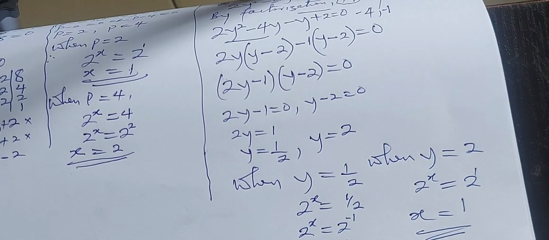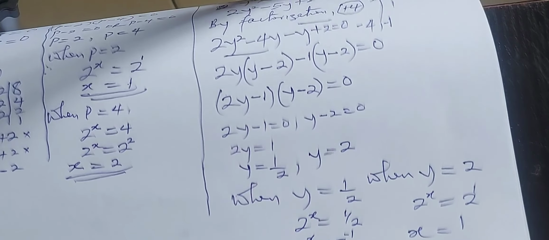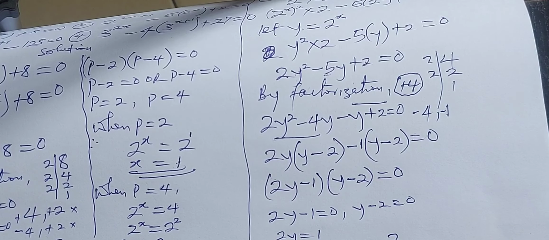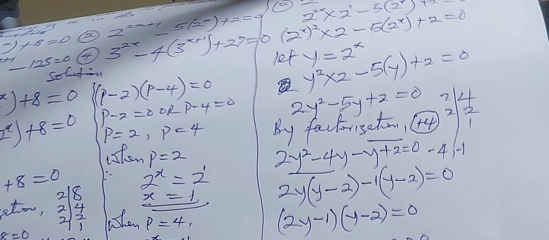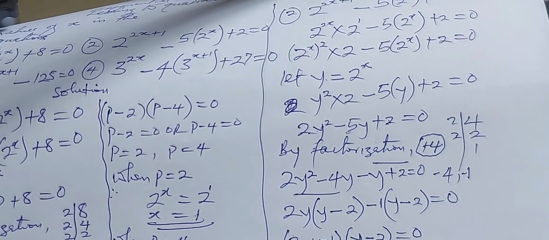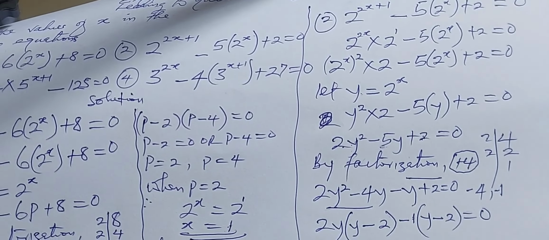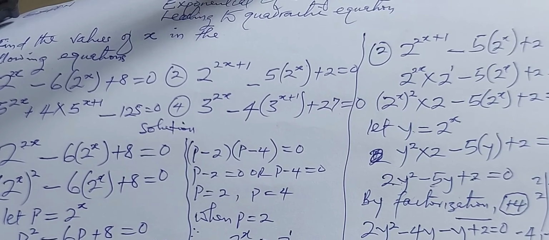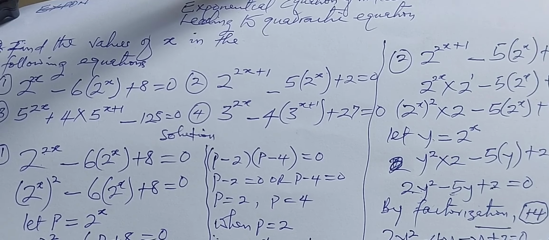It's as simple as ABCD. If you want to go through it once again, you can go through it.